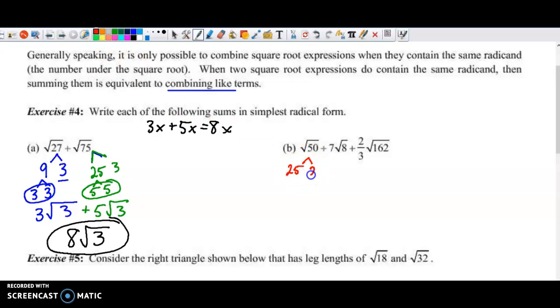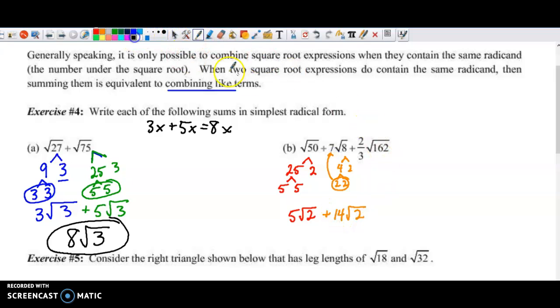25 times 2, but again we have 5 times 5, so we're looking at 5 root 2. The next one, just to give you a different color, you can break down that 8. 4 and 2, 2 and 2. But remember, you have to multiply by that 7 in front, so it becomes 14 root 2.